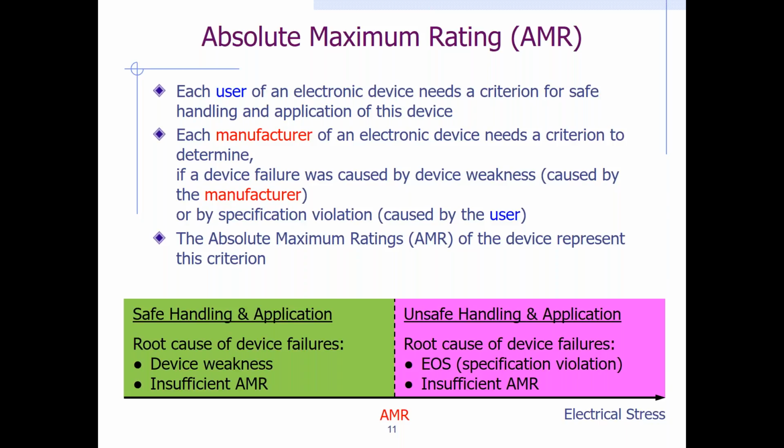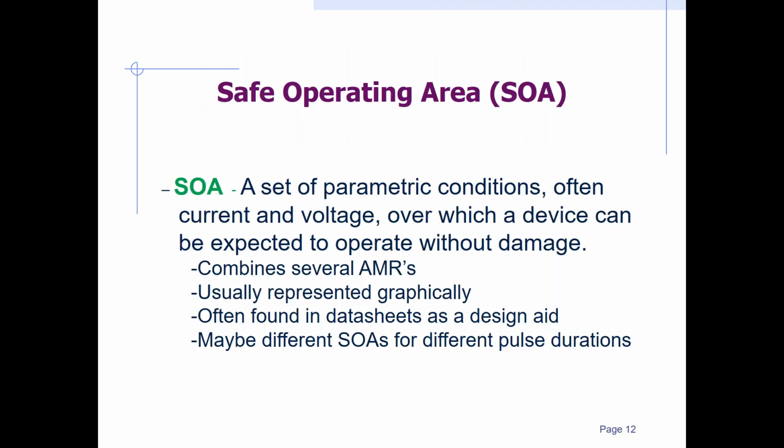And then once the user of the device gets this information, it's incumbent upon them to stay within those boundaries, in fact, well within the boundaries. And the main idea here is that if you exceed the AMR, you have an electrical overstress. If you have a failure where you did not in fact exceed the AMR, then that is a defective device. So that's a subtle distinction that's being made now in the terminology.